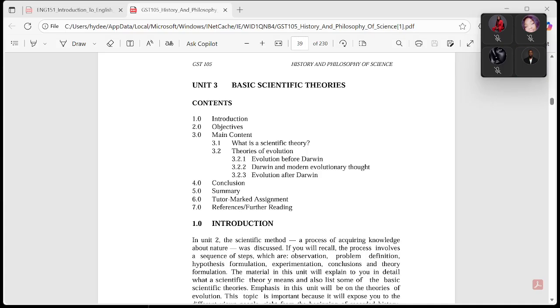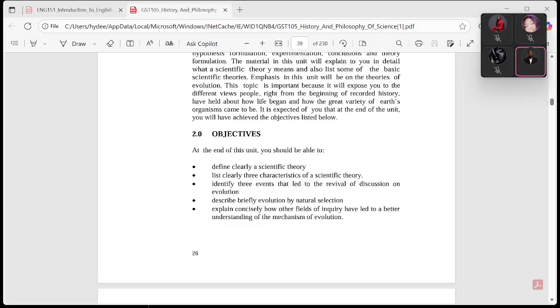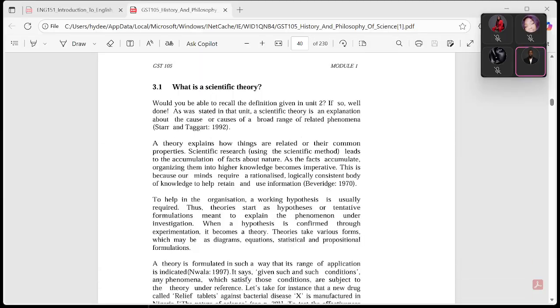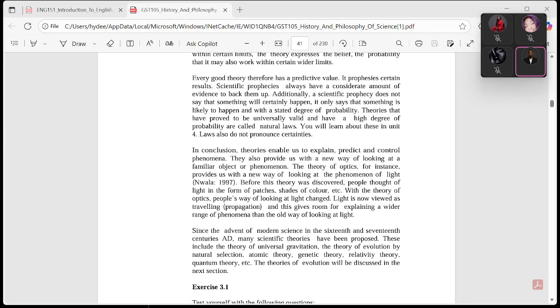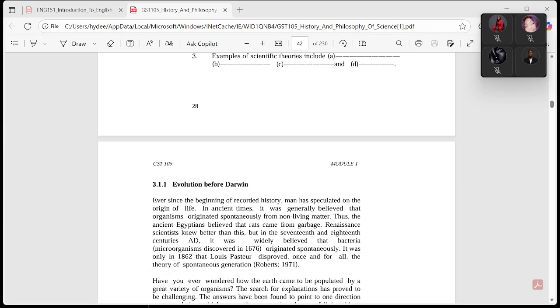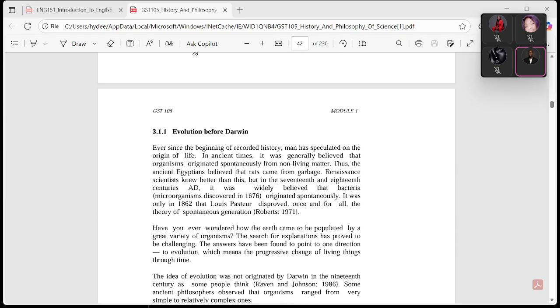Now, what are the key characteristics of establishing a theory? The key characteristics of theory formulation. All right, so the first key characteristic: organizational tool. Theories organize accumulated facts into a reasonable, logical, consistent body of knowledge, making information easier to retain and use.